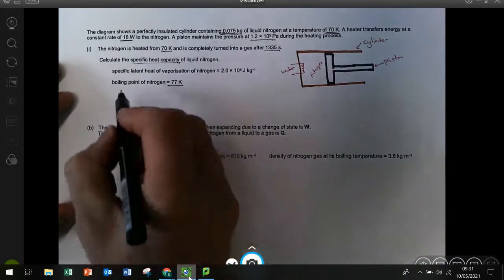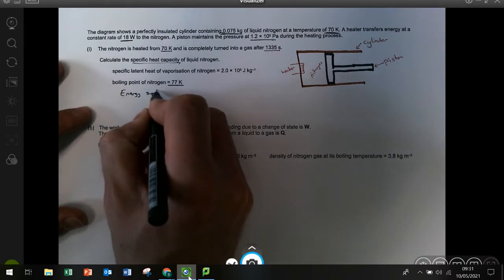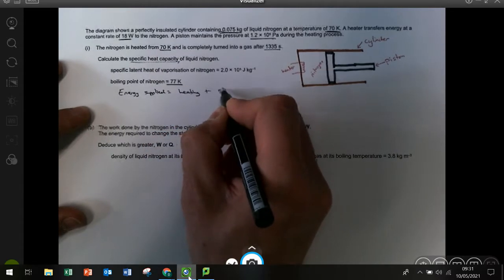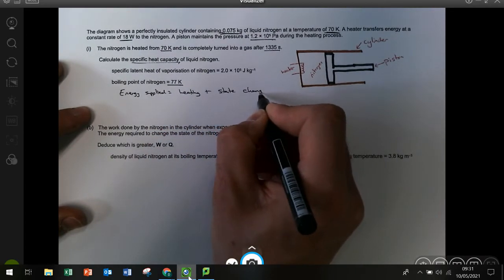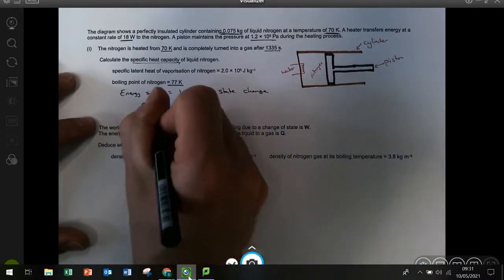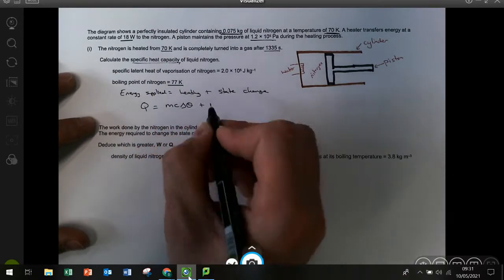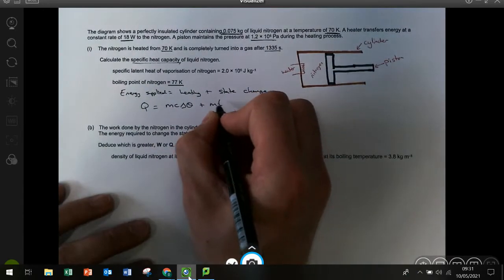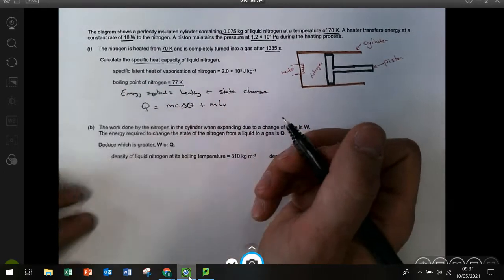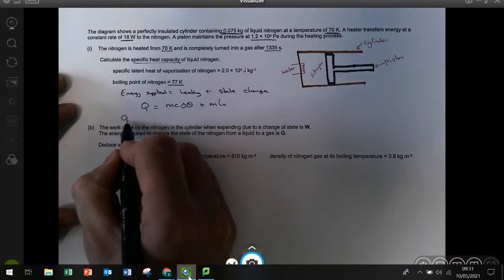So what is happening? There's some energy being supplied, and that energy goes into both the heating and the state change. So we've got two calculations we need to do. We need to say that the total thermal energy supplied goes into the heating, which is given by mc delta theta, plus the state change, which is ml, and it's boiling, so to be technically correct, the latent heat of vaporization.